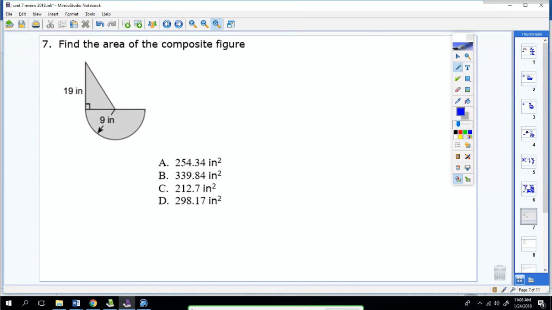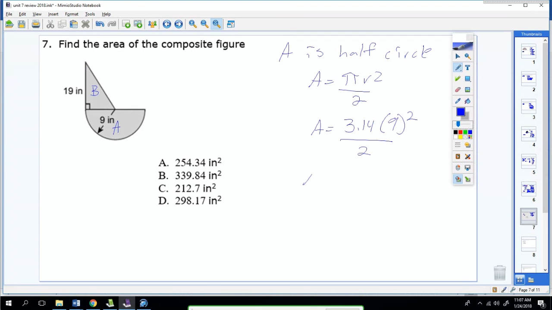Okay, number 7. Find the area of the composite figure. So I have a half circle, which I'm going to label A, and a triangle, which I'm going to label B. So A is half of the circle, or a semicircle, with the formula of A is equal to pi r squared divided by 2. So pi is 3.14. The radius is 9, which is going to be 9 squared. So 9 squared is 81.